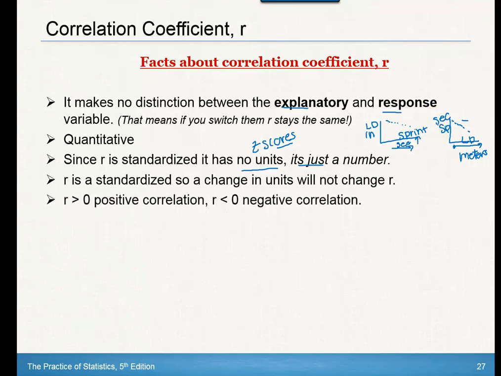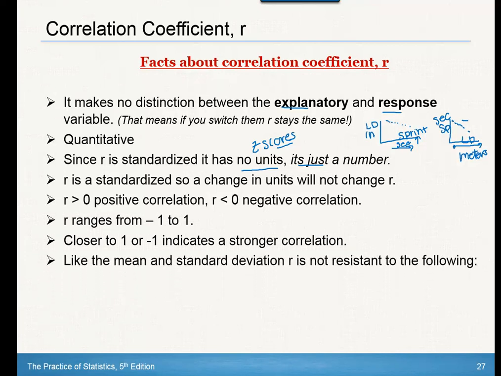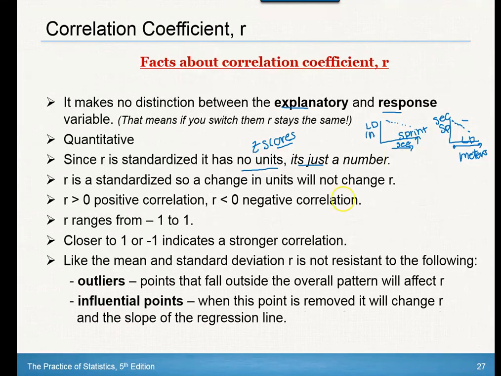So if R is greater than 0, there's a positive correlation. Less than 0, negative correlation. It ranges from -1 to 1. The closer it is to 1 or -1, the stronger the correlation. It's closer to a perfect line. Like the mean and the standard deviation, remember, all those R values came from the mean and the standard deviation. It is not resistant to outliers.